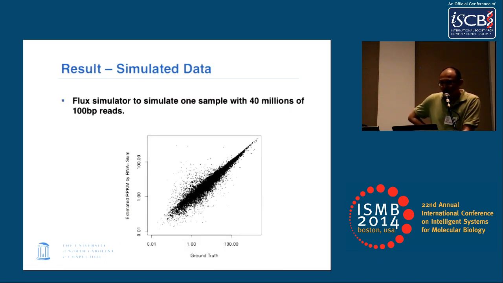So here I want to show you some simulated results. The simulated results, and the real results in this talk, are based on mouse population. We use Flux Simulator to simulate one sample with 40 million 100 base pair reads. The y-axis represents the ground truth, and the x-axis represents the estimation from RNA-Skim, and each point represents a transcript. Ideally, we want to see a diagonal line, but because there is some noise in the data and some variance in the estimation method, we see this, but we can still see a clearly linear trend.